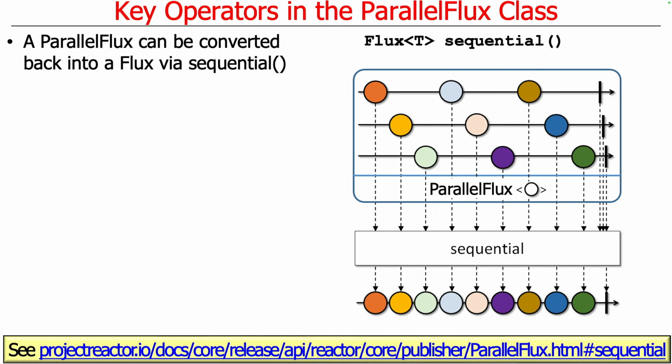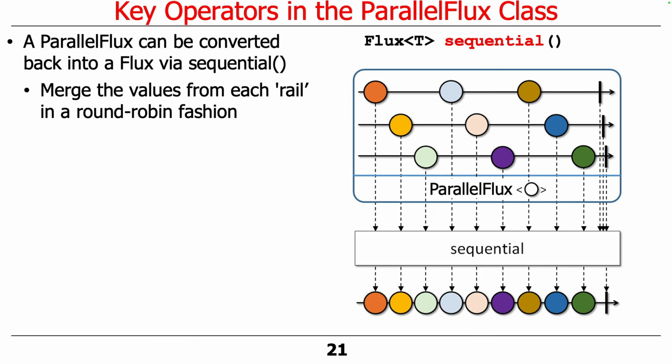Once the parallel processing is done, you typically need to convert the result back into a sequential flux, primarily because a lot of operators that you might want only work on sequential fluxes, not parallel fluxes, because ParallelFlux has only a subset of the total set of operators or methods defined on Flux. The way this works is that when you call sequential, it'll merge the values from each of the rails in a round-robin fashion. And when you're all done, you end up with a final result.